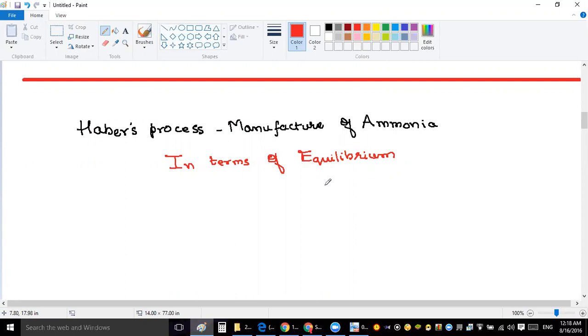Now first of all, let's see what this chemical reaction is for the manufacture of ammonia. This reaction is quite simple. Nitrogen N2 is combining with hydrogen H2. The reaction is reversible. It is going to produce ammonia, which is NH3. The reaction is quite easy to balance. This will be 2 and this is going to be 3. Okay.